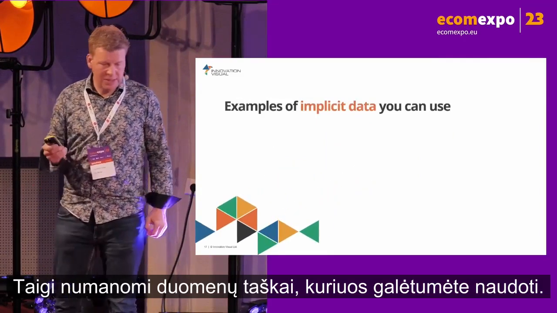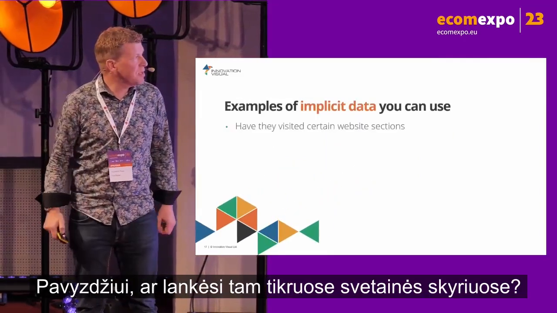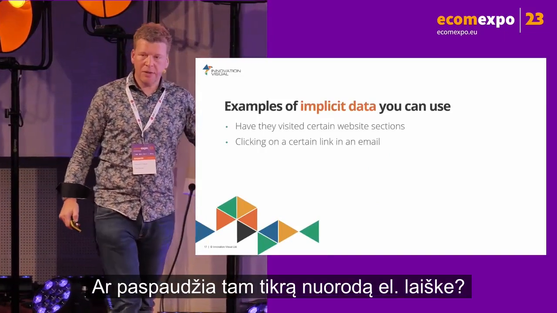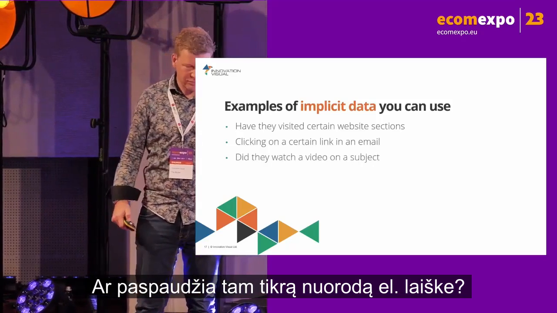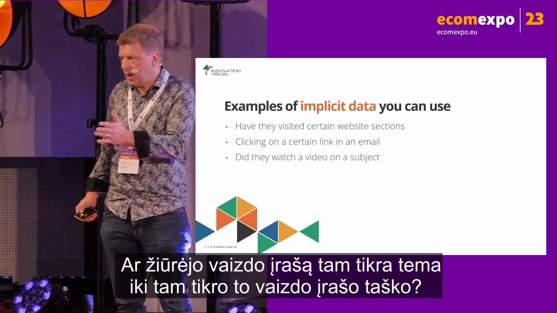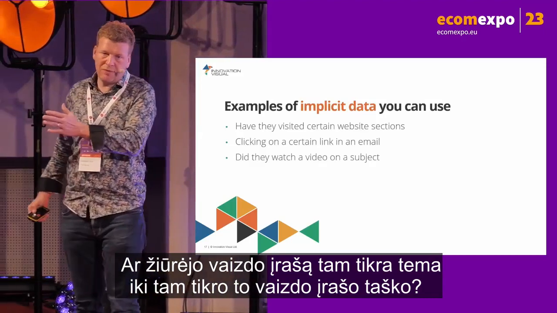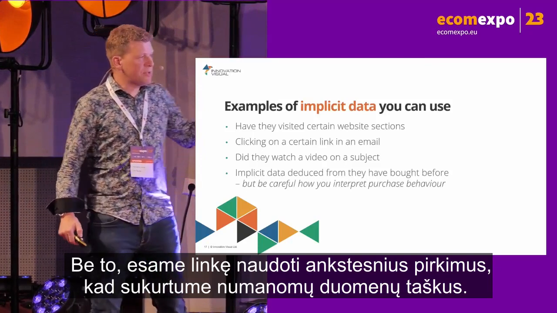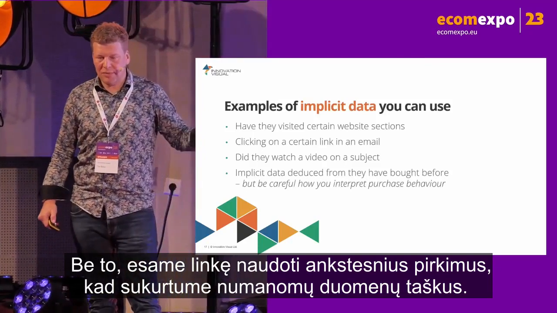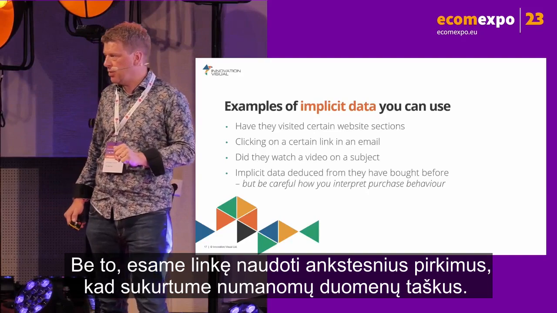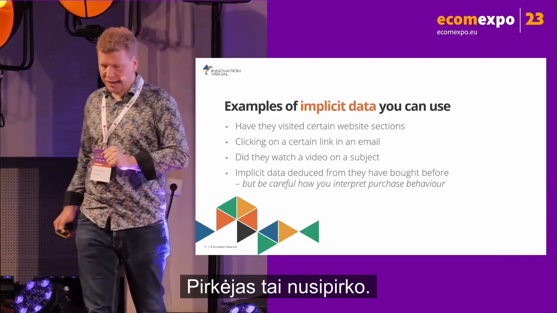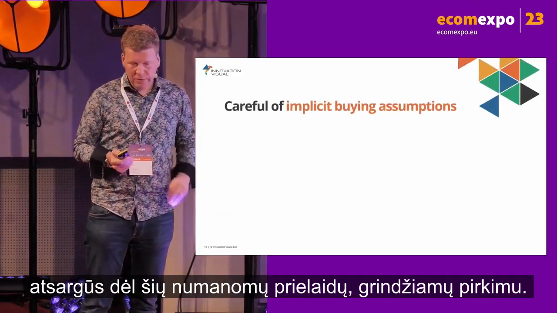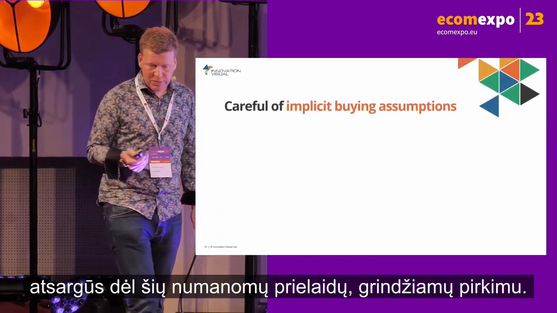And then implicit data points that you could use. Things like, have they visited certain website sections? Are they clicking on a certain link within an email? And did they watch a video on a certain subject to a certain point in that video? And we can infer information from that. We also tend to use previous purchase behavior to create implicit data points. They bought this. Now, let's think about why we need to be careful for these implicit assumptions based on purchase.